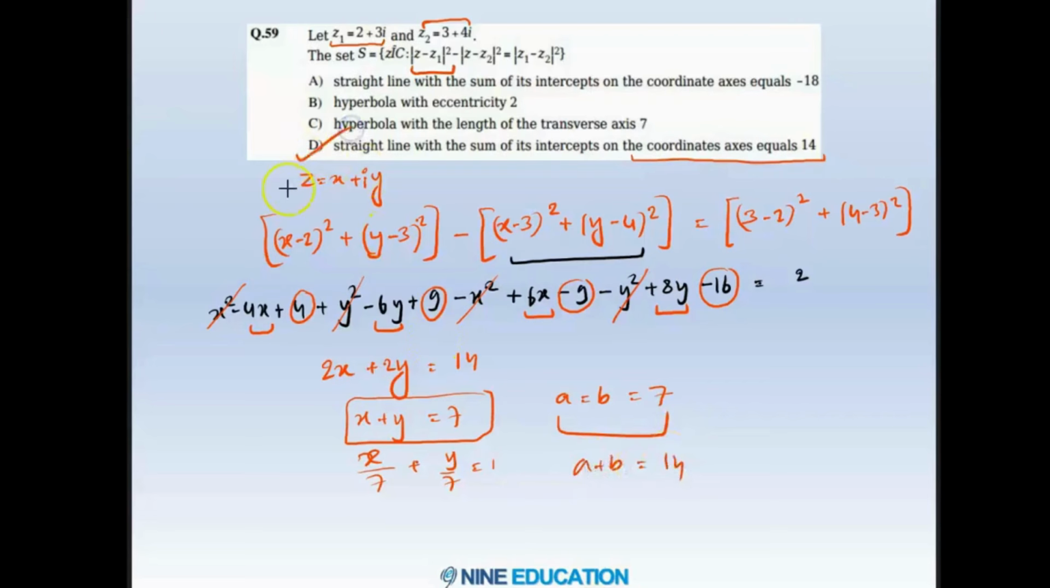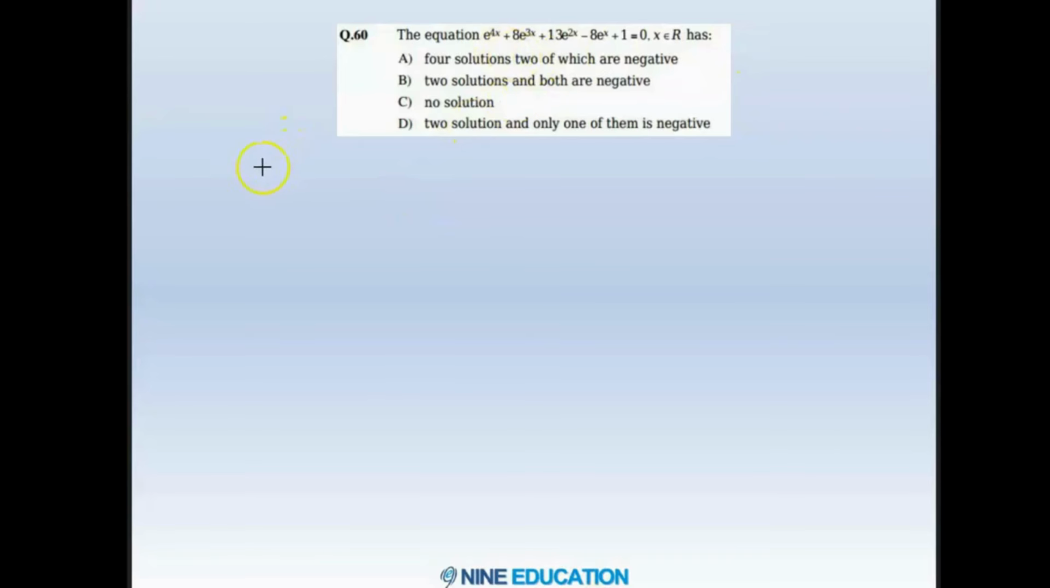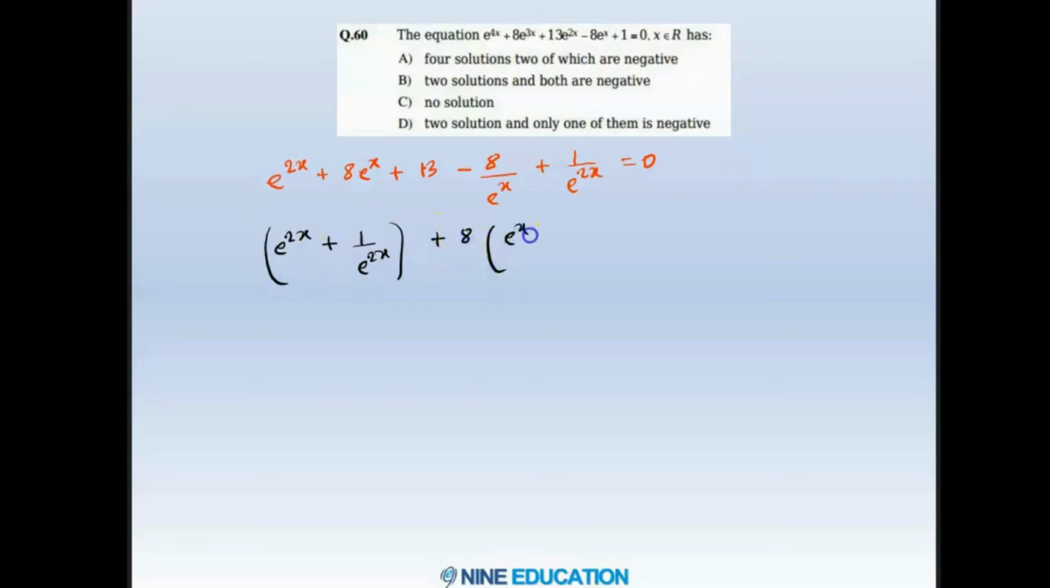So to solve this question, let us divide throughout by e power 2x. Okay, so this will be e power 2x plus 8 e power x plus 13 minus 8 by e power x, and then plus 1 divided by e power 2x, that is equal to 0. Now let us club the similar terms together. We have e power 2x plus 1 by e power 2x together, and if I take 8 common, it will be e power x minus 1 by e power x, and then plus 13 is equal to 0.